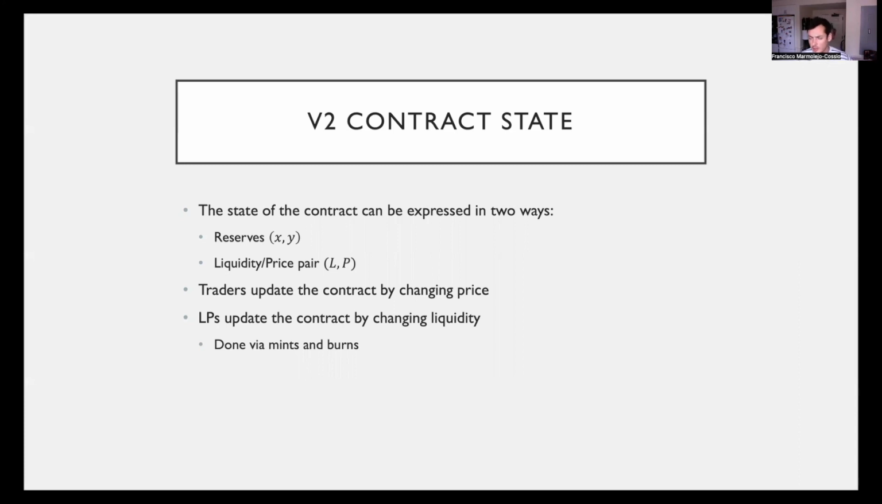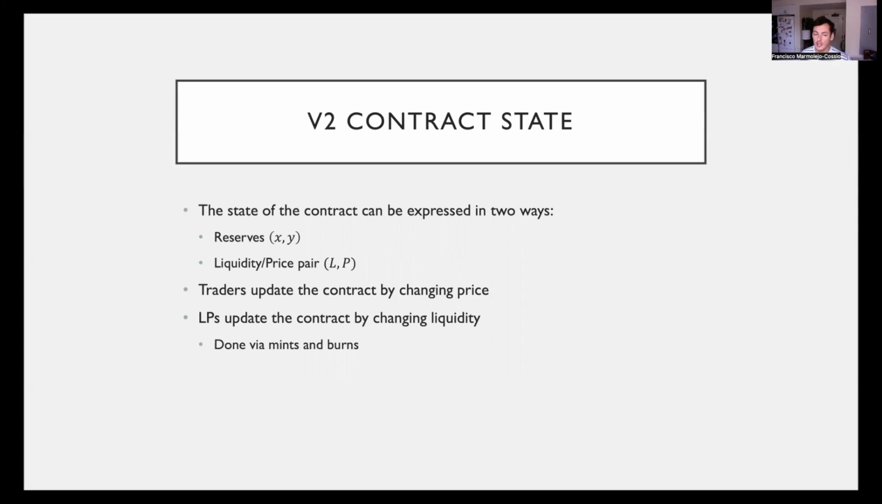And again, this is just a moment's thought, because from before we saw that X times Y is going to be equal to L squared, from which we can extrapolate L. And the price is simply the ratio of the assets that we have. So really, these are both equivalent representations of the reserve curve that we saw before. But what's nice about this second representation, and we'll see a lot of this way of thinking carrying over to how V3 operates, is that traders update the contract state by changing the price. They move along the curve, and the instantaneous price, the tangent slope along the hyperbola, changes.